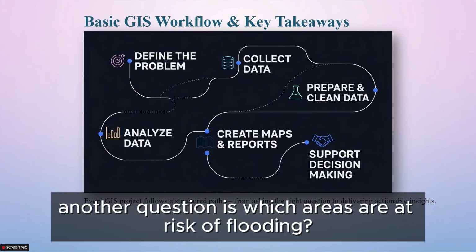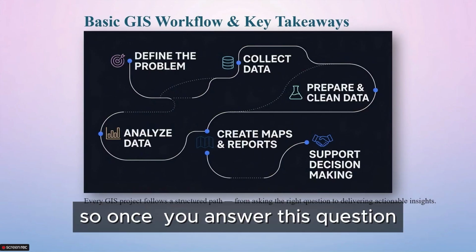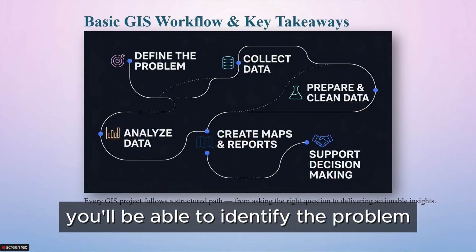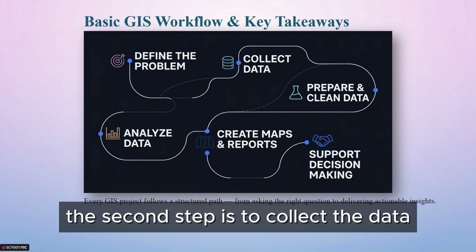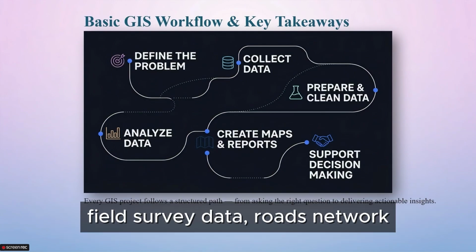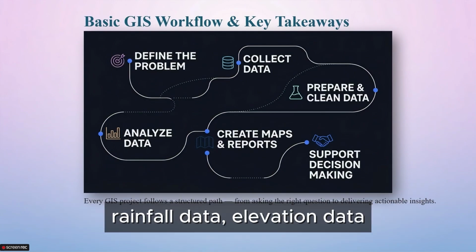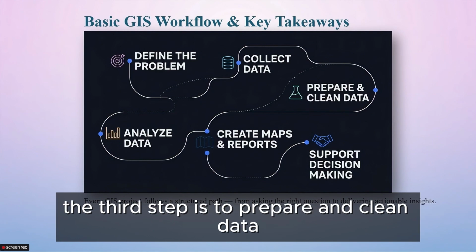Another question is which areas are at risk of flooding? Which communities have poor access to services? Once you answer these questions, you'll be able to define the problem. Once you identify the problem, the second step is to collect the data. This may include GPS points, satellite images, field survey data, road network, rainfall data, elevation data, population data, or even administrative boundaries. The third step is to prepare and clean the data.